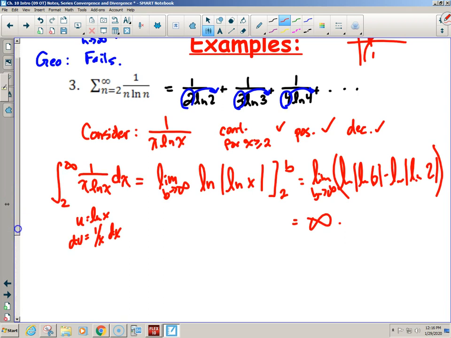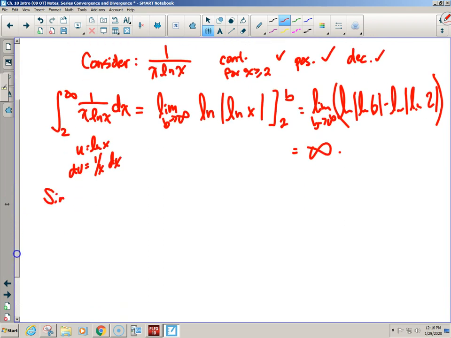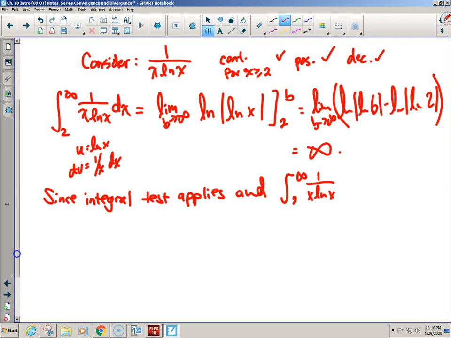Since the integral test applies, we have to make sure it can apply first, right? Could the nth term test apply? No. Could the geoseries test apply? No. So the integral test was a yes. And what else? Good. The integral from 2 to infinity, what ended up happening? Then the series.